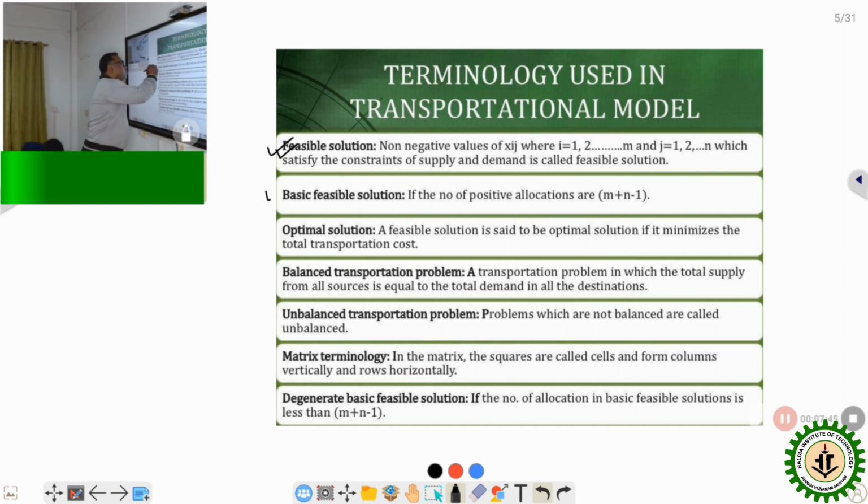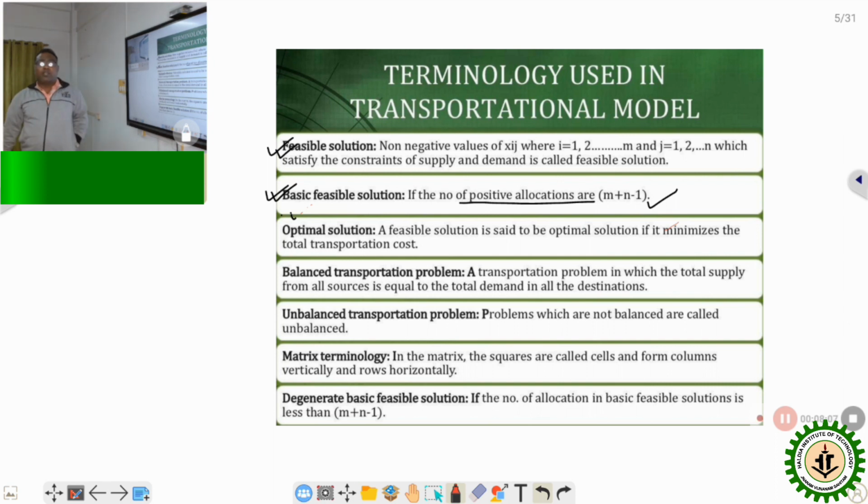The next term is called basic feasible solution. Whatever solution you are getting, that should be a basic solution. Basic solution involves terms like linearly dependent and independent, but I am not going into that. Only the straightforward case: if the number of allocations is equal to m plus n minus 1, then we say that the feasible solution you are getting is a basic feasible solution.